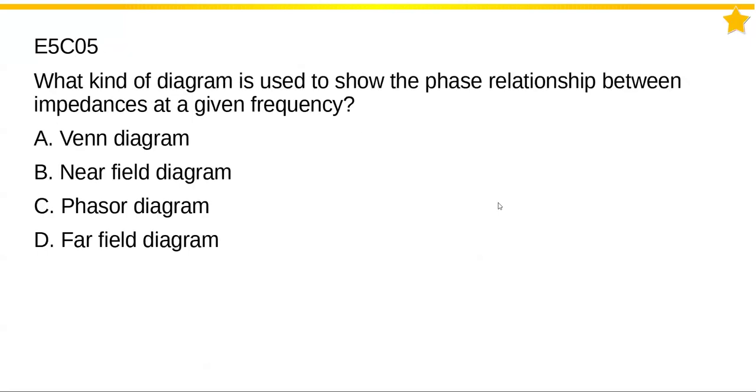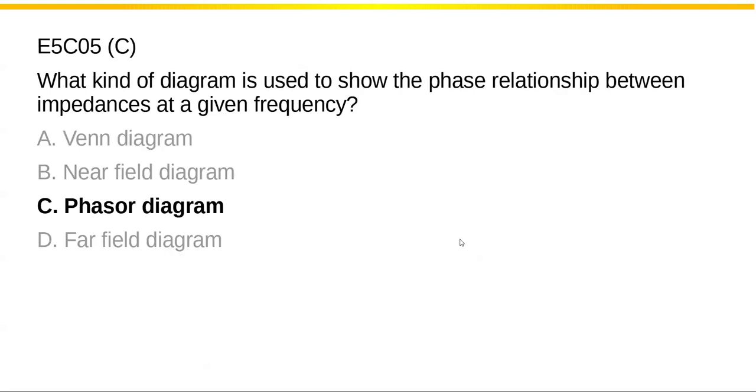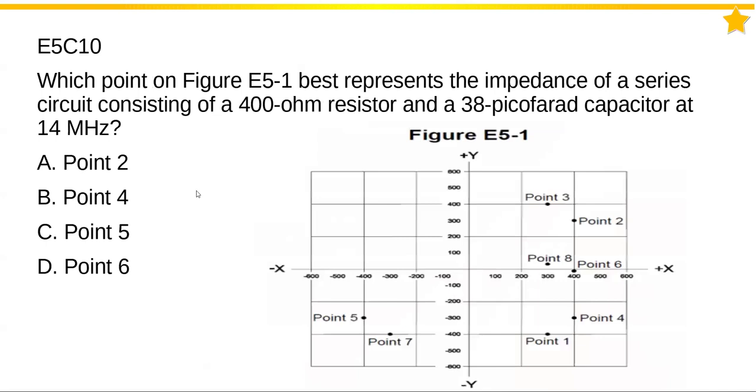Right. Yeah. What kind of diagram is used to show the phase relationship between impedances at a given frequency? One you can't find examples. Well, I have a Venn diagram. Near field and far field. Well, we better go with the phasor then. Yeah, better go with the phasor.